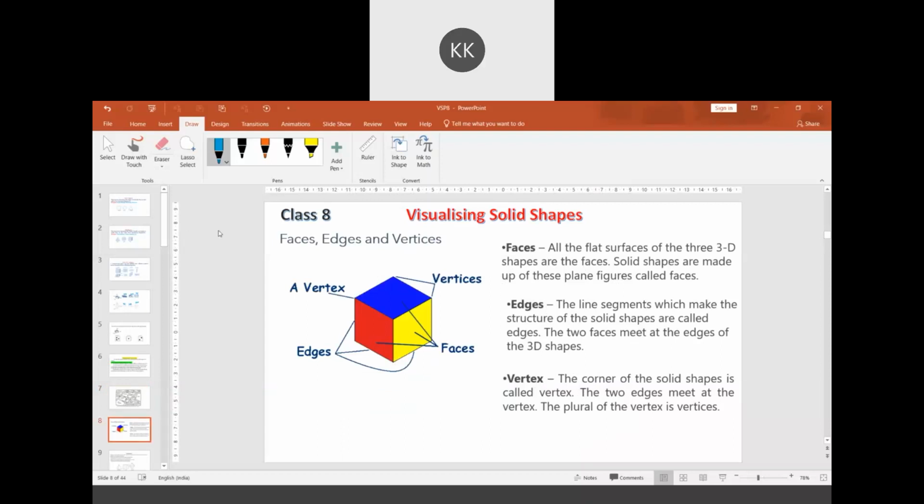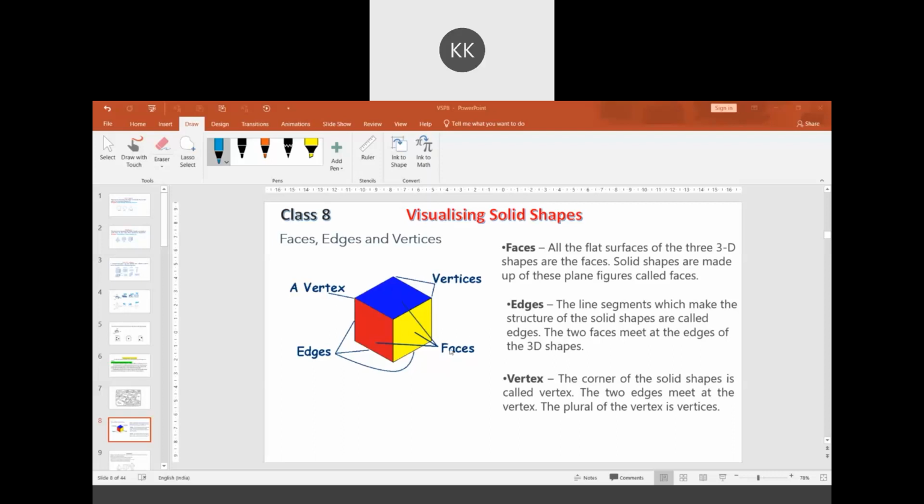Now moving on further, for a solid figure, we should identify the faces, edges, and vertices. What do faces mean? A face is a flat surface of a 3D shape. It is made up of plane figures. When we look at the faces of a cube, there will be 6 faces. Next is edges. The line segments which make the structure of solid shapes are called edges.